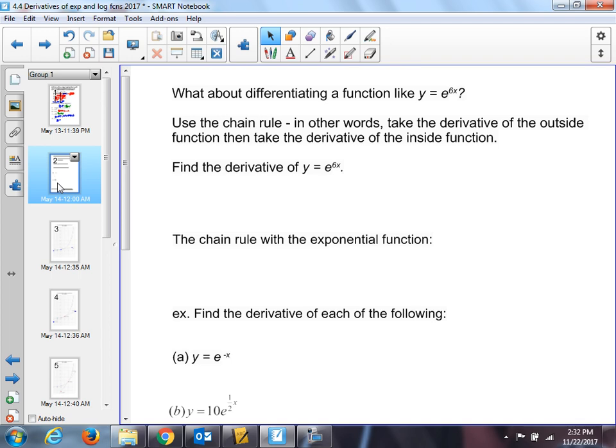Okay, what about differentiating a function like your shot asked, e to the 6x? It's the chain rule. There's nothing new here, we're just applying that. In other words, take the derivative of the outside function, then the derivative of the inside function. Now, think of e to the whatever as the outside function, 6x as the inside function, okay?